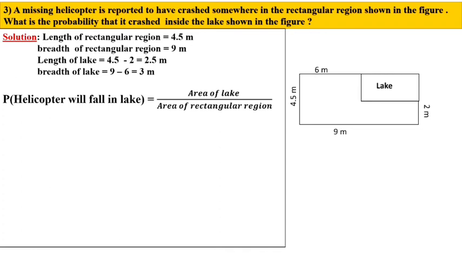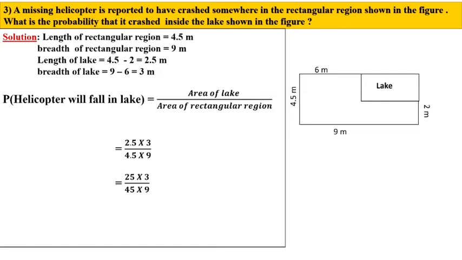What is the formula for the area of a rectangular region? Length into breadth. It means the area of the lake, we will multiply length into breadth: 2.5 multiplied by 3. Area of the rectangular region: length is 4.5 into 9. 2.5 and 4.5 have a decimal. We will remove the decimal. We get 25 into 3 and 45 into 9.